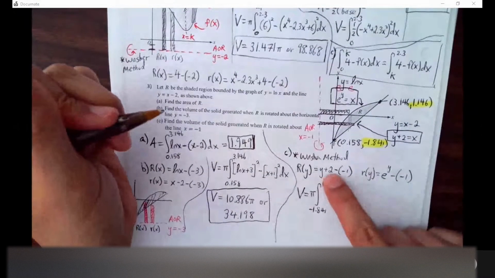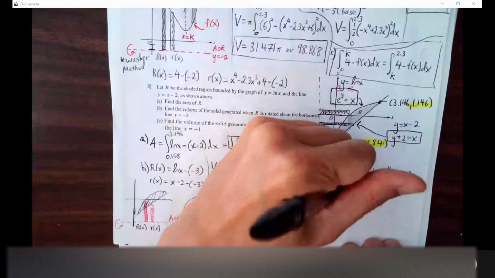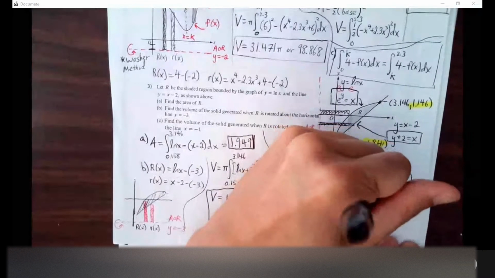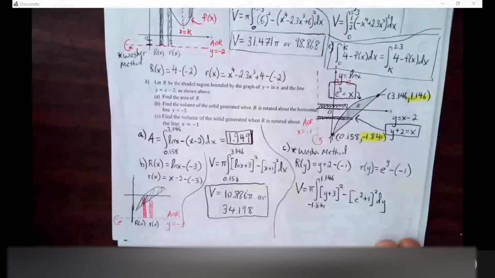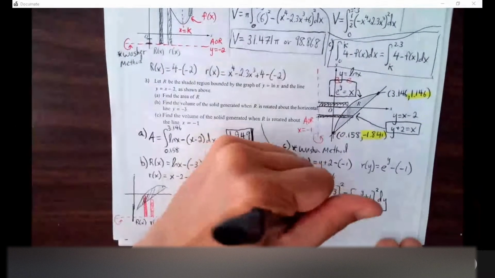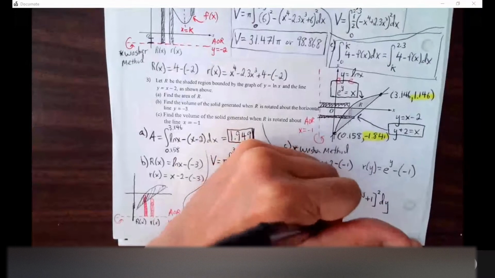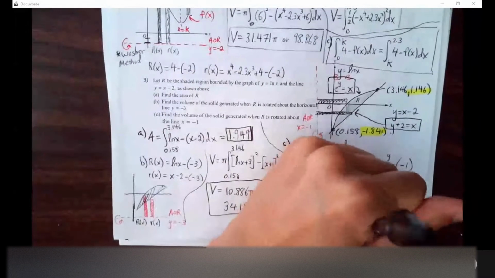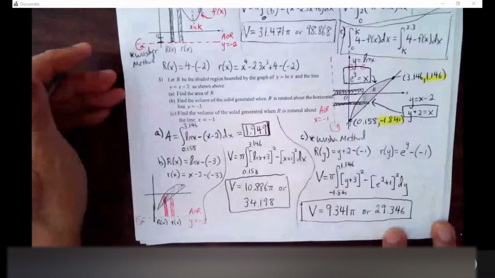Okay, so big radius squared minus little radius squared, multiply that pi through. Either form is fine.